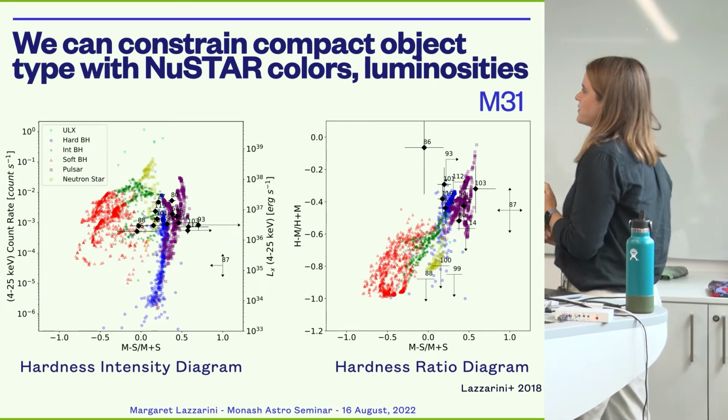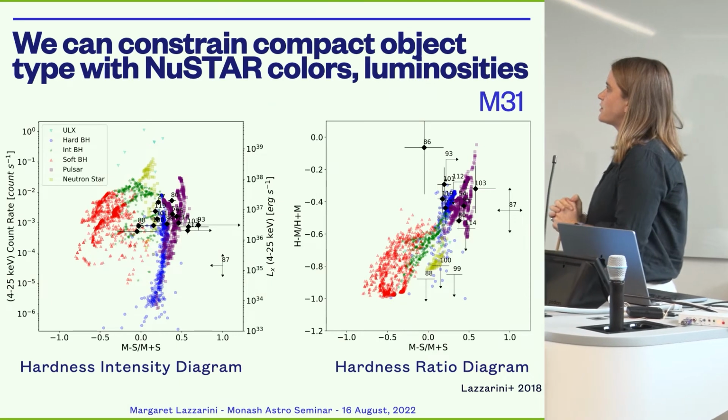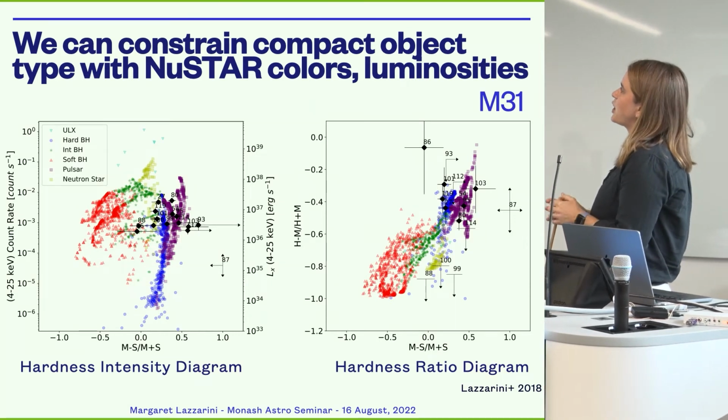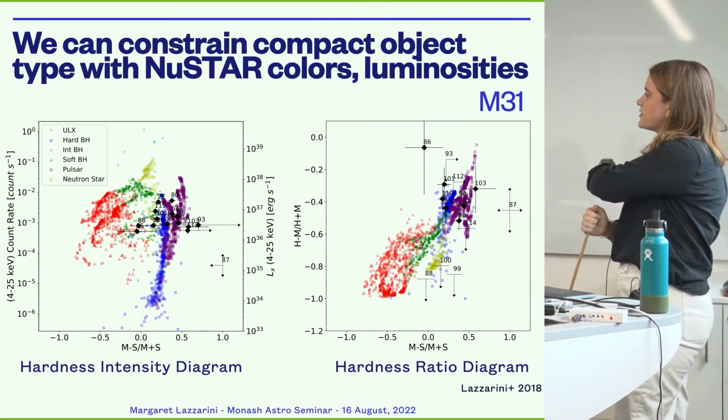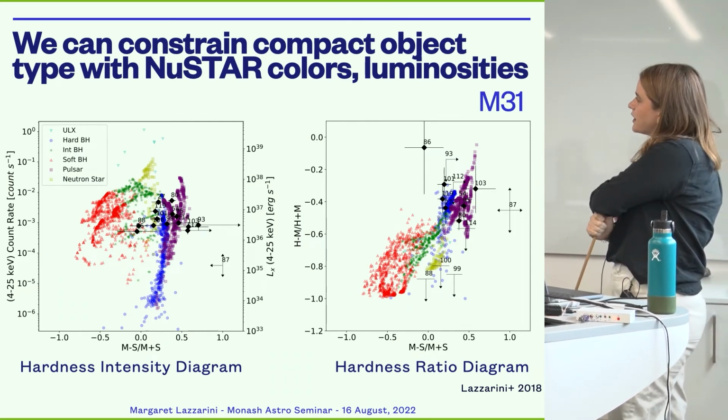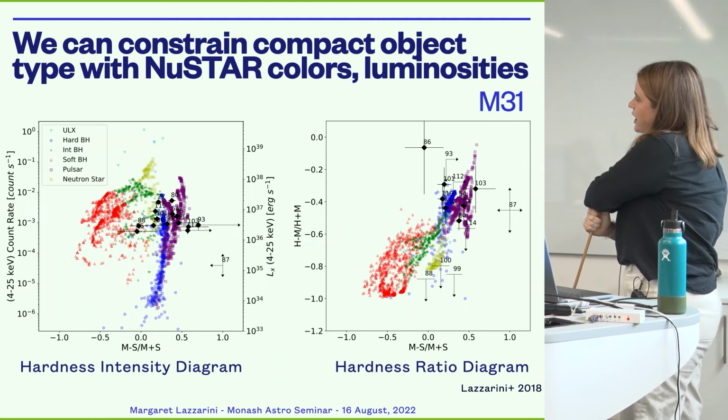But for the sources that are detected by NuSTAR, we can start to infer what type of compact object we're looking at using the NuSTAR colors and luminosities. On the left is a hardness intensity diagram, and on the right is a hardness ratio diagram.